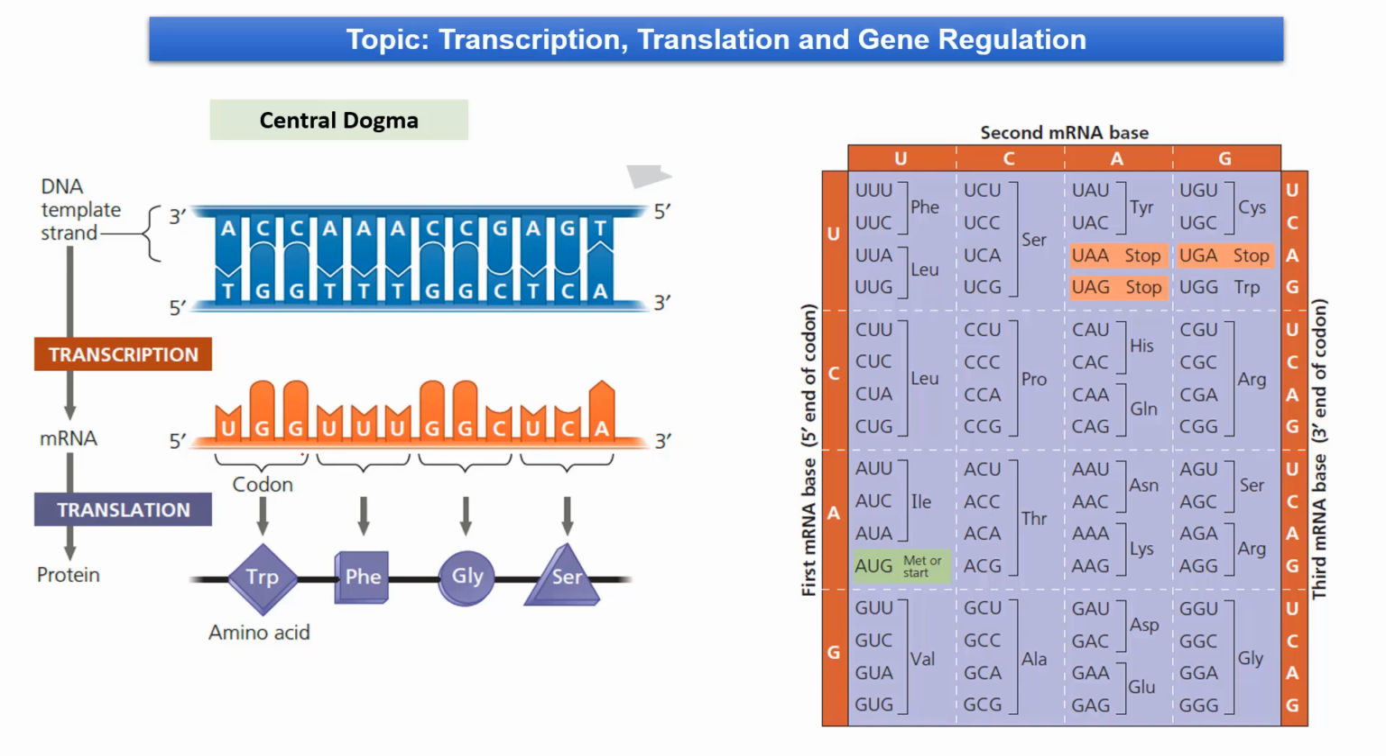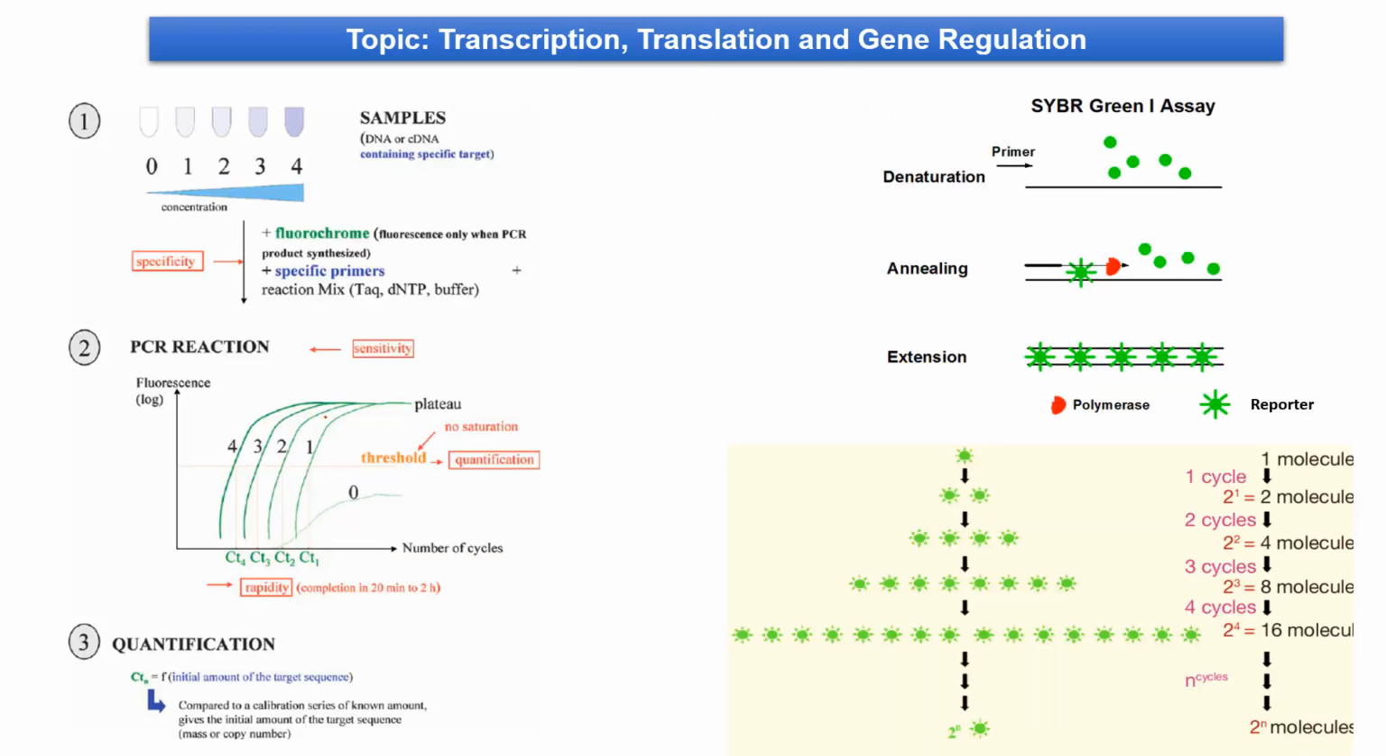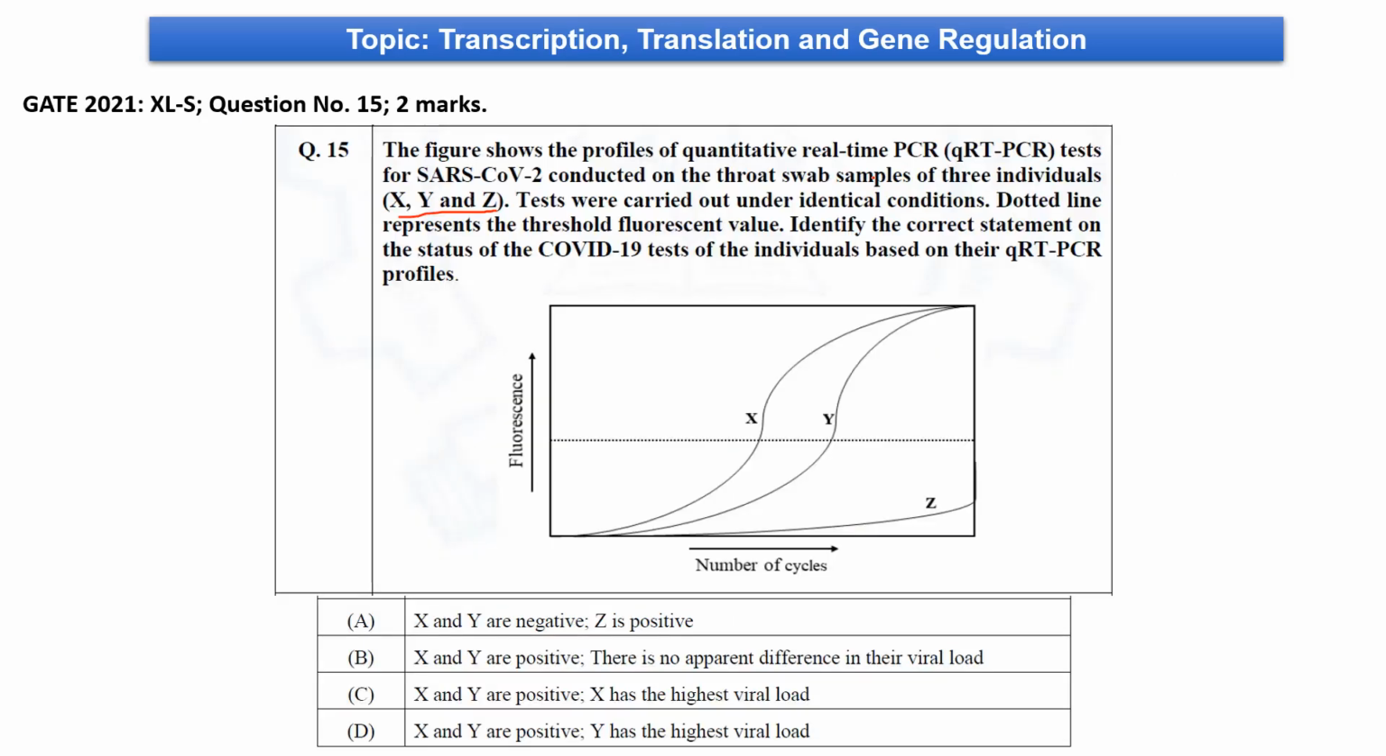Because it is difficult to quantify mRNA or RNA because of its instability, what we do is we convert it to cDNA, that is complementary DNA of the mRNA, and then we quantify the level of cDNA present in that individual or any organism. So we take the samples, DNA or cDNA containing the specific target. Here we take the throat swabs as the sample.